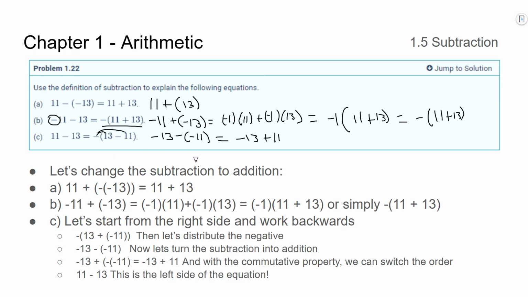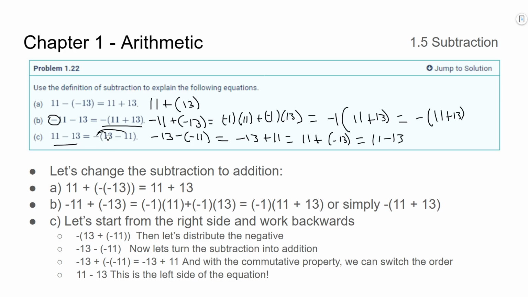And we also know that addition is commutative. So we can change the order of this because it is addition. And that becomes 11 plus negative 13. And look at that. So we have a plus of a negation, and we know that that's our new definition of subtraction. Subtraction is adding a negation. So we can just convert this back to subtraction again. So now that becomes 11 minus 13. And that's exactly what we're trying to get right here.